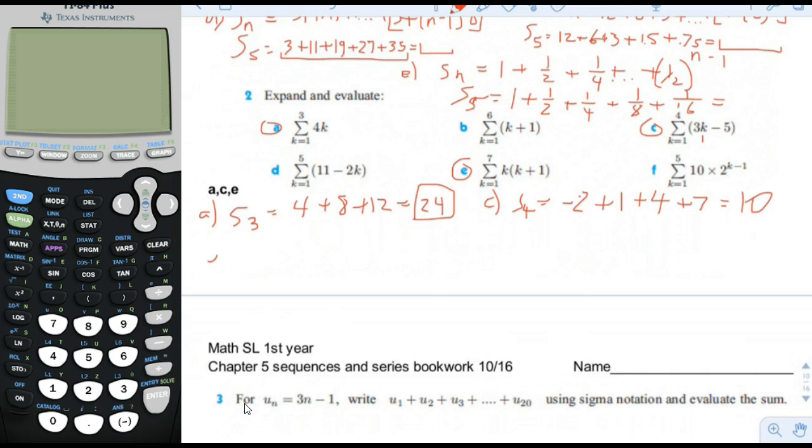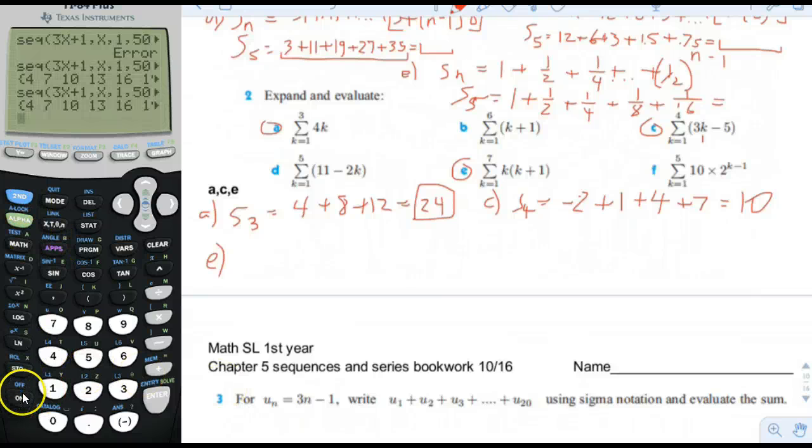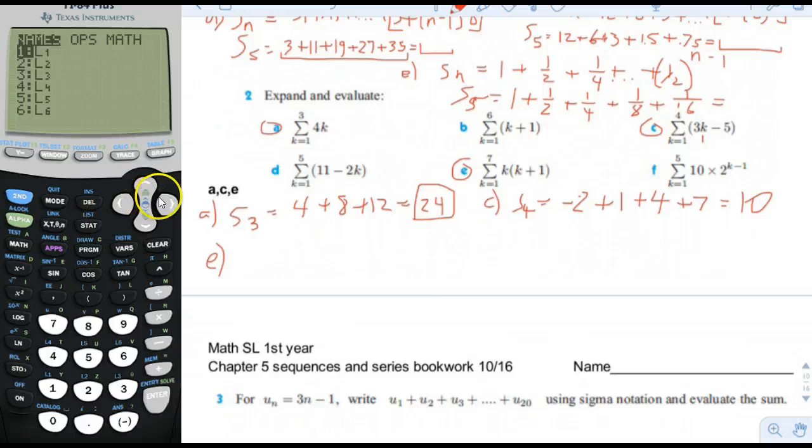Okay, now last one, E. Now this one's kind of complicated, probably easier to do with the calculator. So now we're going to learn how to use the calculator function for the first time. We are going to learn how first to generate the sequence with the calculator. So the way you generate the sequence is you go to second list, you go to ops, and then you go to the sequence option.